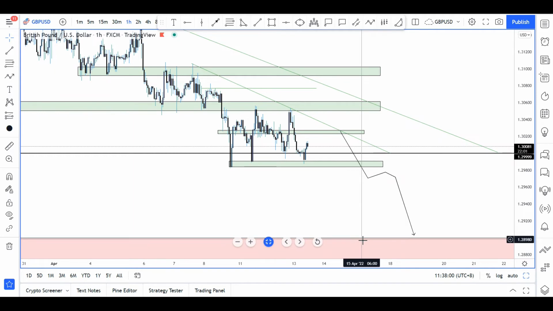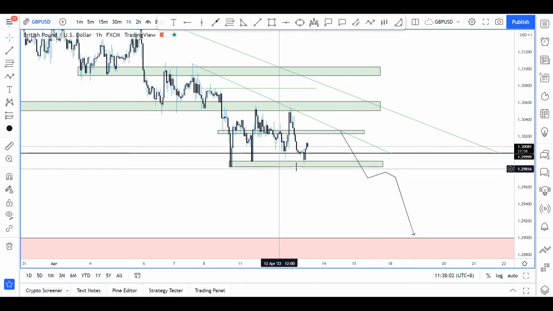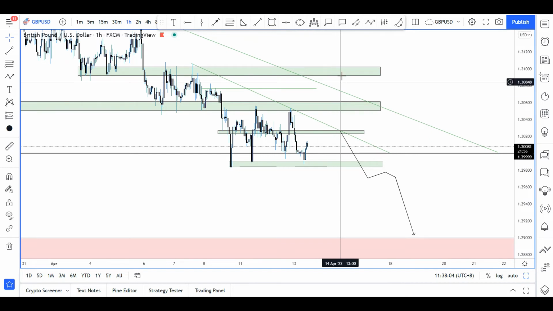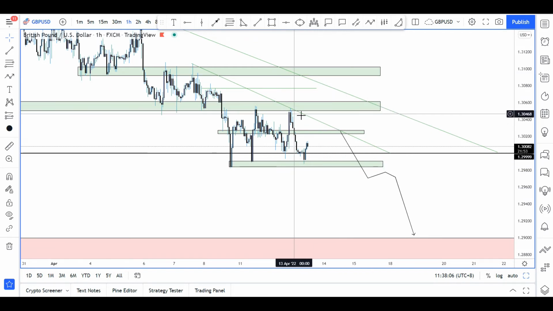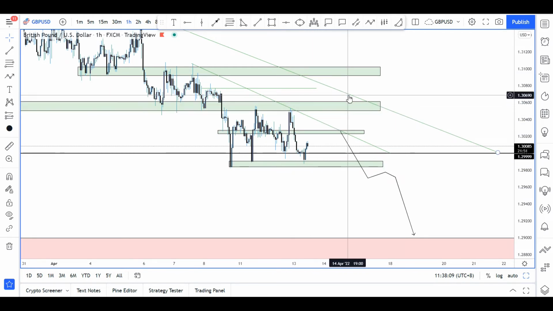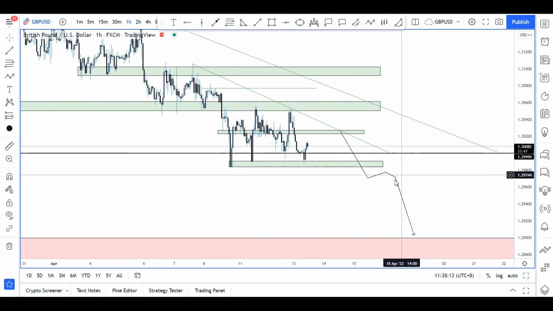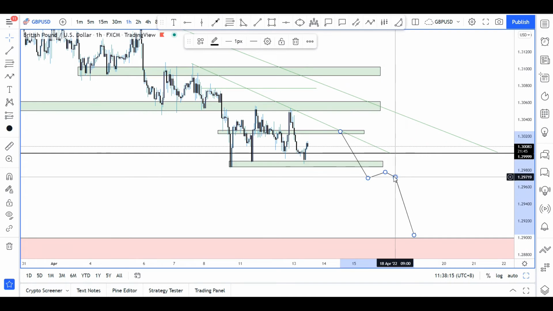So my next target is 128. Let's see if that will play out before Friday. Otherwise, we might see price go up. I'm anticipating a touch of this trend line or a touch of this trend line, we'll go short. A break of this will invalidate the structure and we'll go bullish. I'll see you guys on Friday and let's see how price plays out.